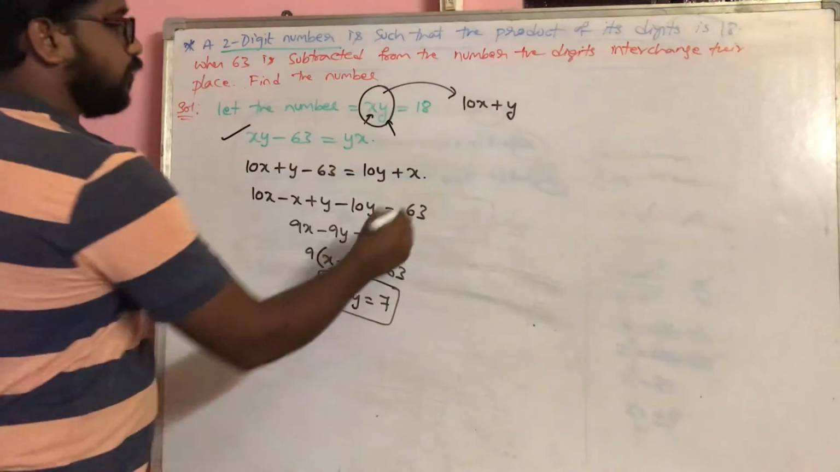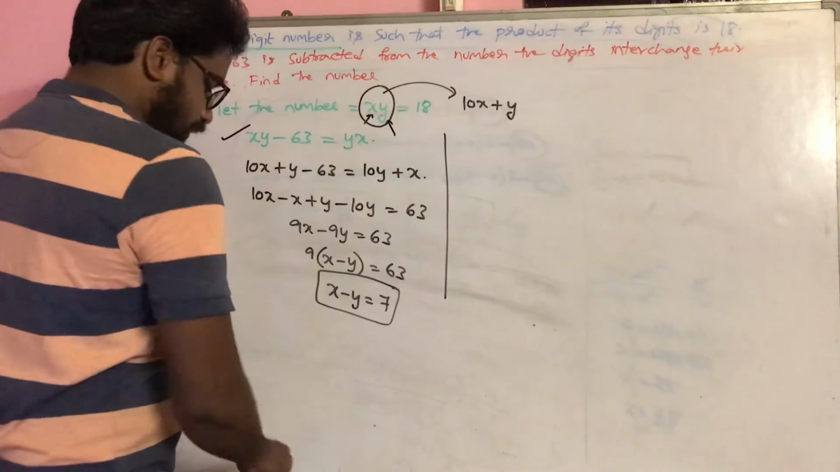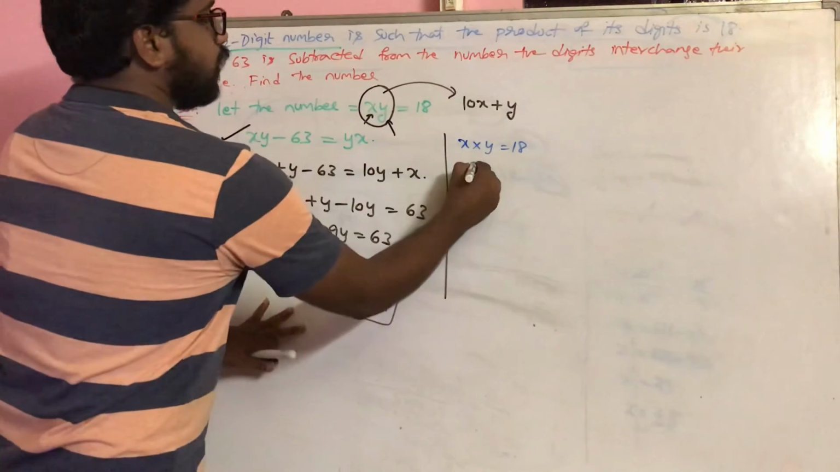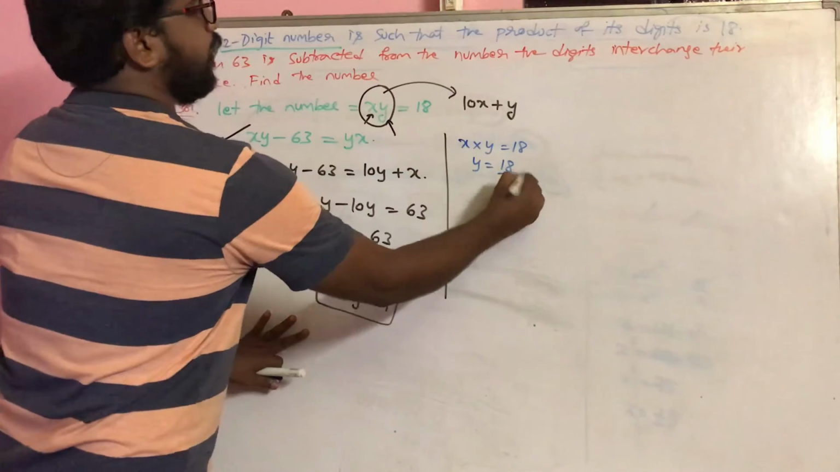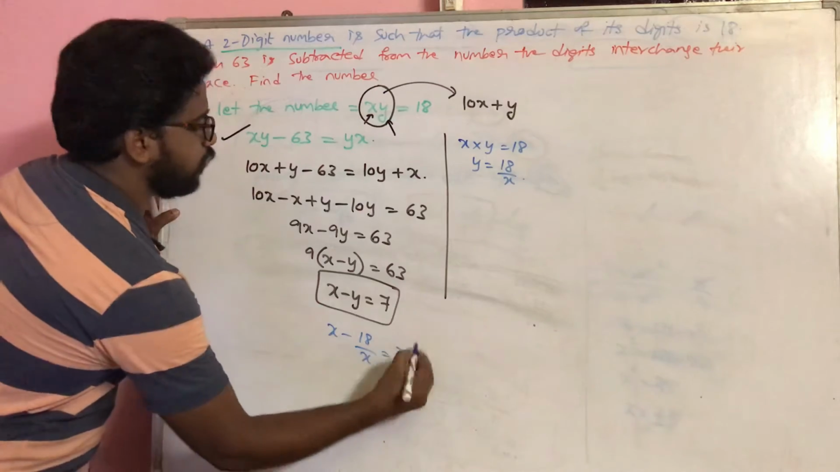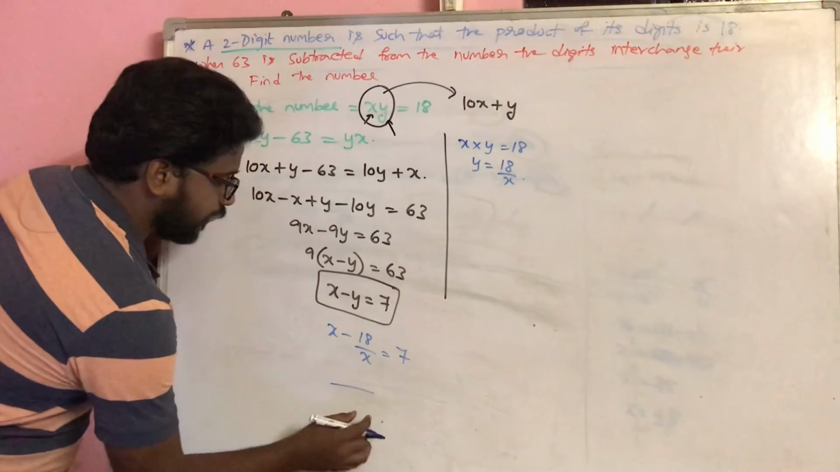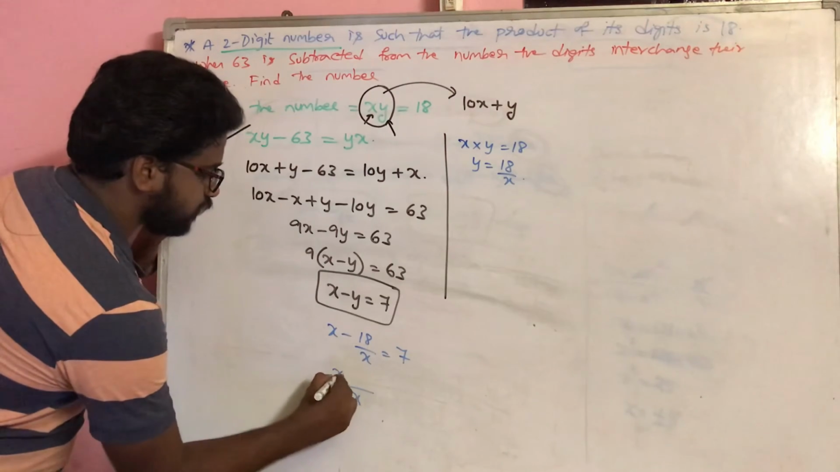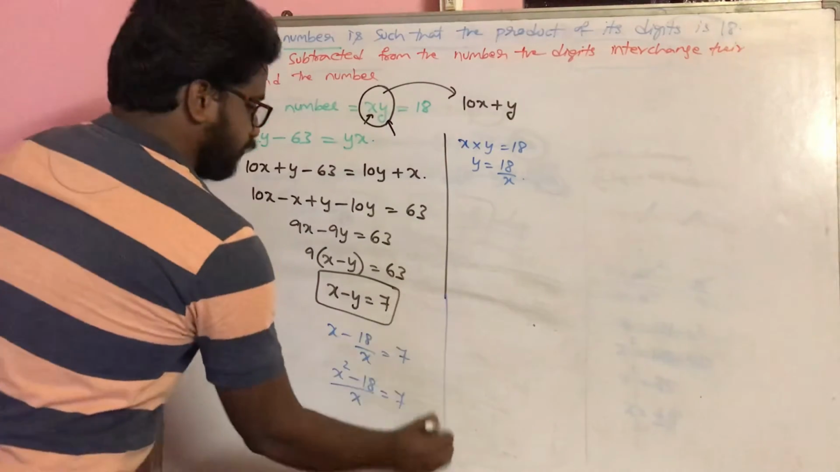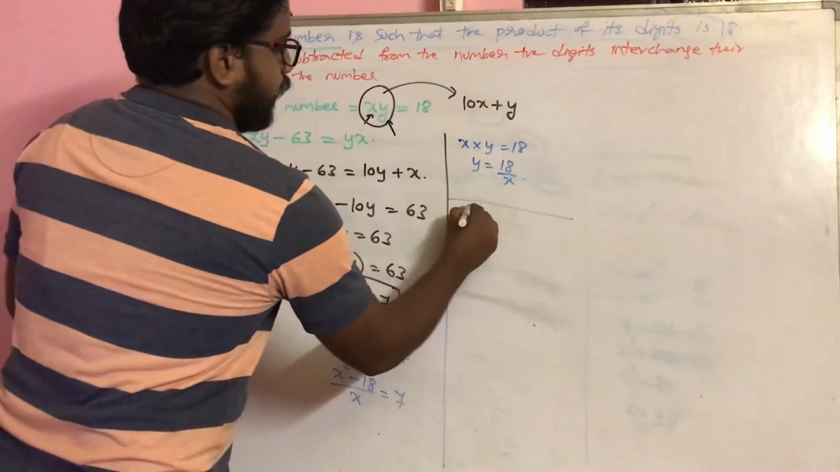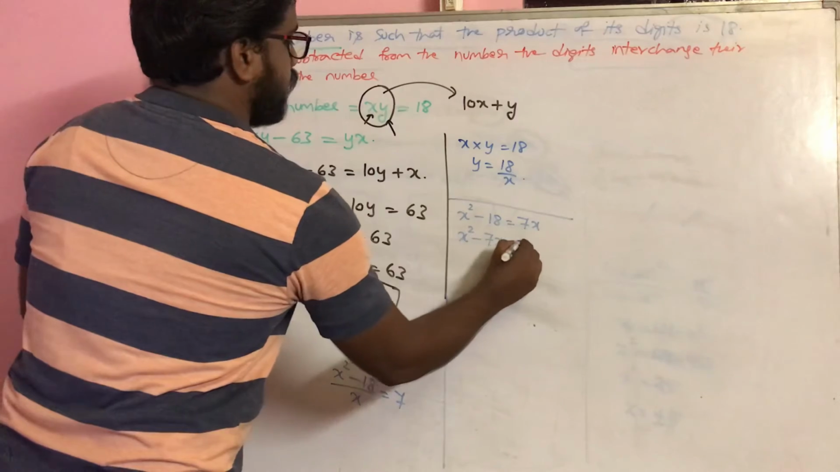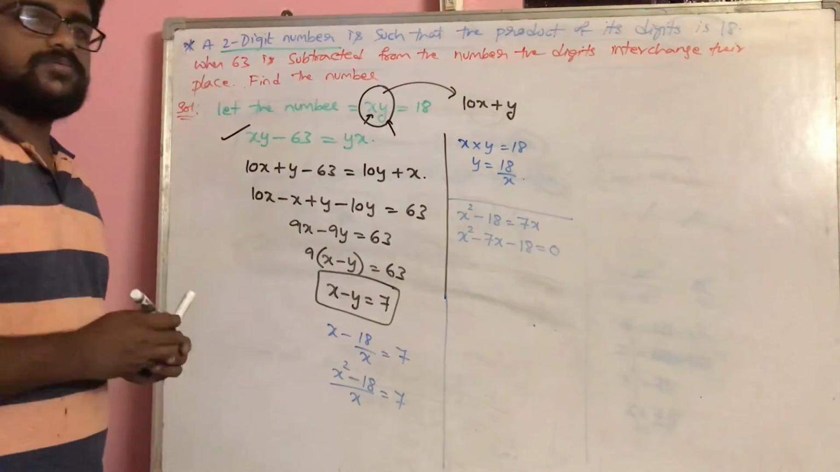If you see here in the question, they had given one information, that is nothing but the product of the digits. That means x into y is equal to 18. So from here y is equal to 18 by x. Let us substitute here. x minus 18 by x is equal to 7. So if you take LCM, this is x square minus 18 by x is equal to 7. If you do the further simplification, we will be getting x square minus 18 is equal to 7x. x square minus 7x minus 18 is equal to 0.